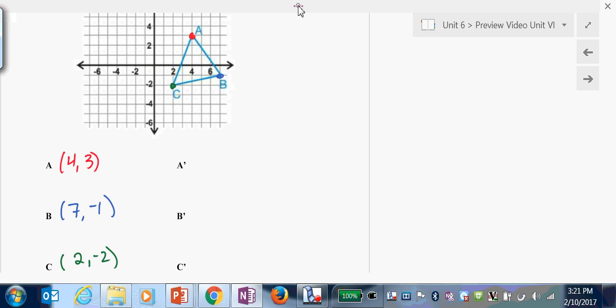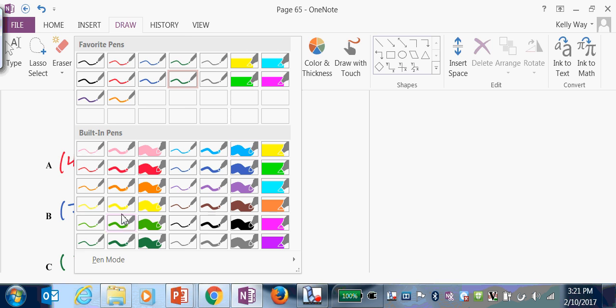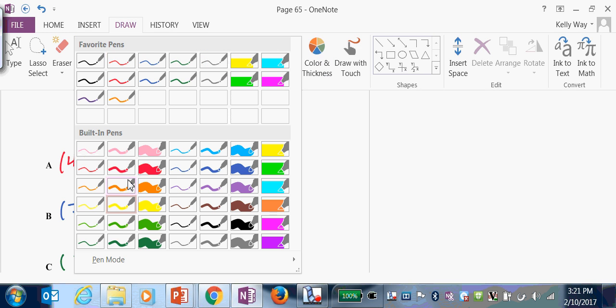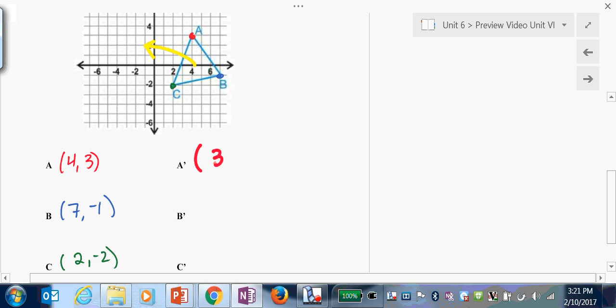Okay, now we're going to rotate 90 degrees counterclockwise. It's probably a good idea just to draw an arrow in the direction you're going so you know you've done it correctly. We're going this way, counterclockwise. Step one is you just want to switch. Just switch.